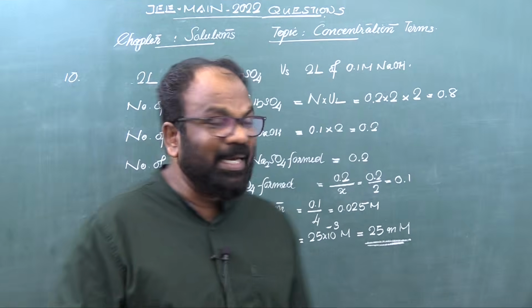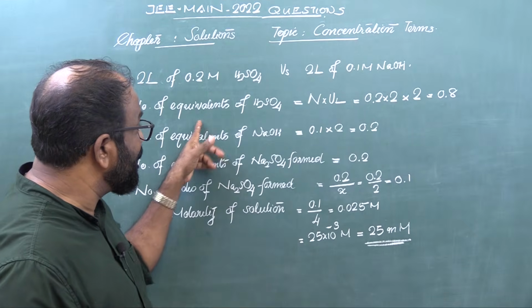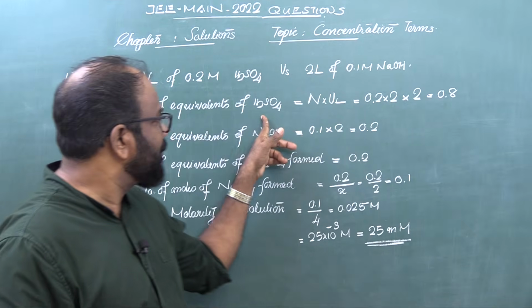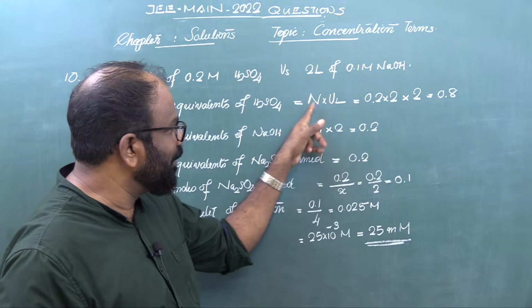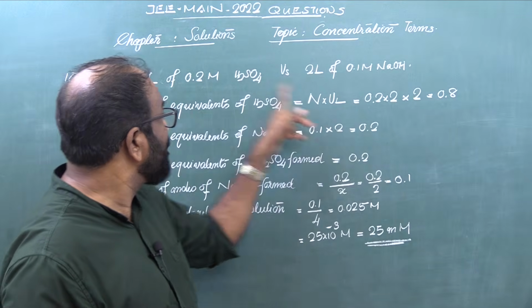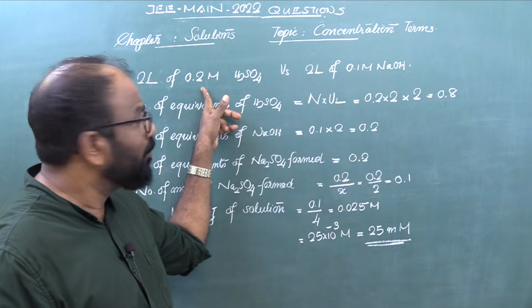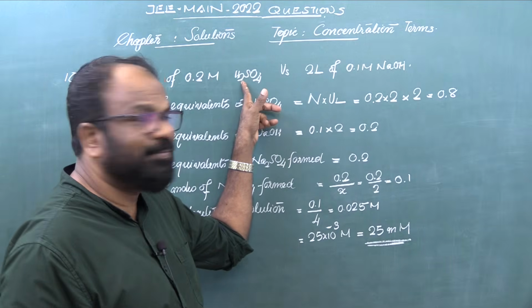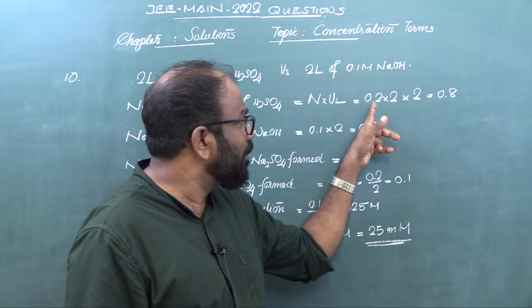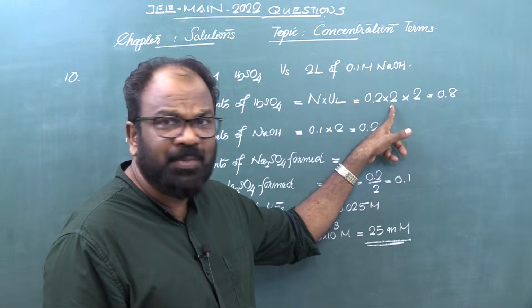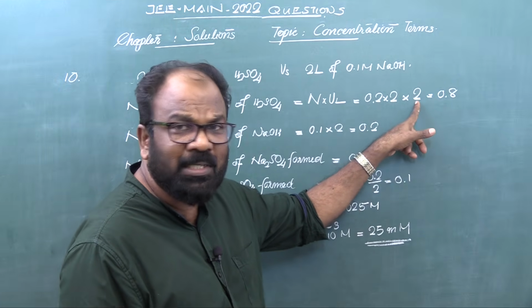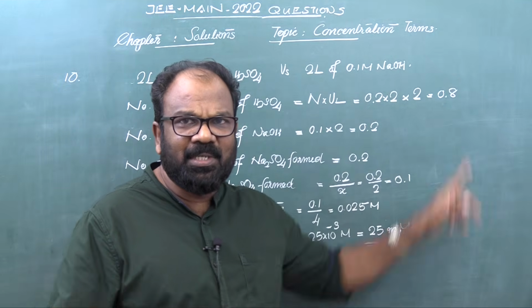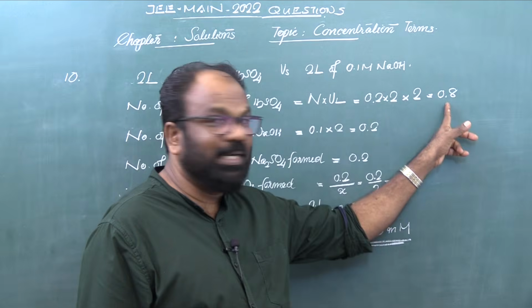So first of all, we can calculate the number of equivalents of sulfuric acid in the solution. That is equal to normality into volume in liter. Here molarity is given 0.2. Molarity into basicity is normality. Here basicity of sulfuric acid is 2. Therefore normality is 0.2 into 2, into volume of the solution, 2 liter. Therefore the number of equivalents of sulfuric acid in the solution is equal to 0.8.